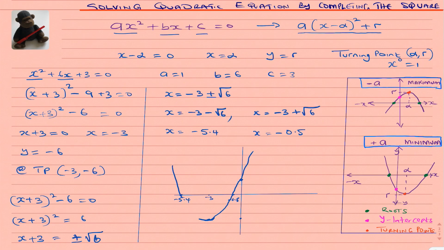It's a curve, not a straight line. So that's how it goes. So that's your turning point here. At the turning point, it's minus 3 and minus 6. And those are the roots here. And that's how you sketch the graph. Always label your axes when you sketch.